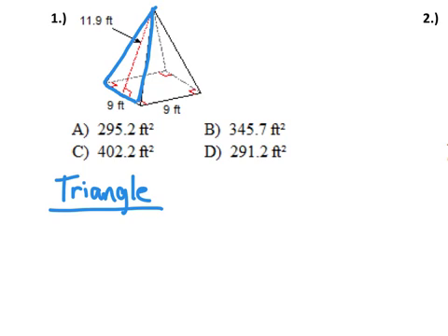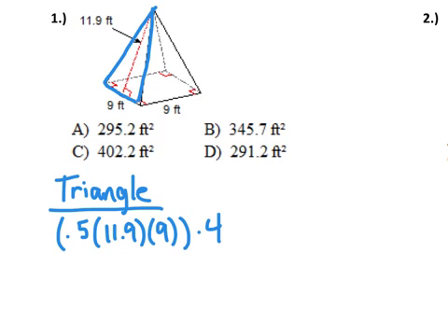Formula for the triangle is 1/2 times base times height, so 0.5 times 11.9 times 9. We want to throw that into our calculator, and then when we get the answer, we want to multiply it by 4, because there are 4 of them. So this is 0.5 times 11.9 times 9, and then times 4. And that answer is 214.2 feet squared. So that takes care of the area of the triangles.